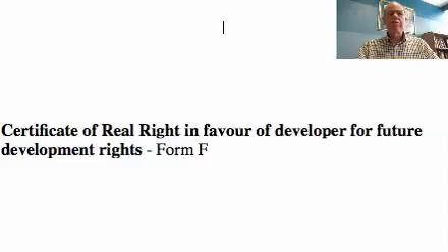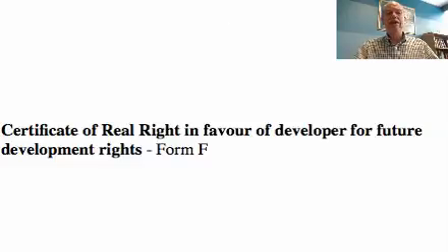This time I'm going to be talking about the certificate of real right that is issued in favour of the developer for future development rights. It's Form F and you can get it under the Acts tab in Paddocks Club. It's the sort of certificate you would want to see if somebody alleged that they had future development rights, that they were entitled to build additional buildings in the scheme.